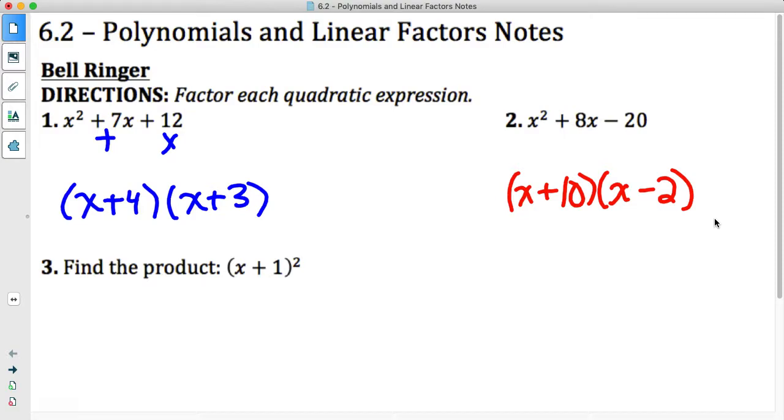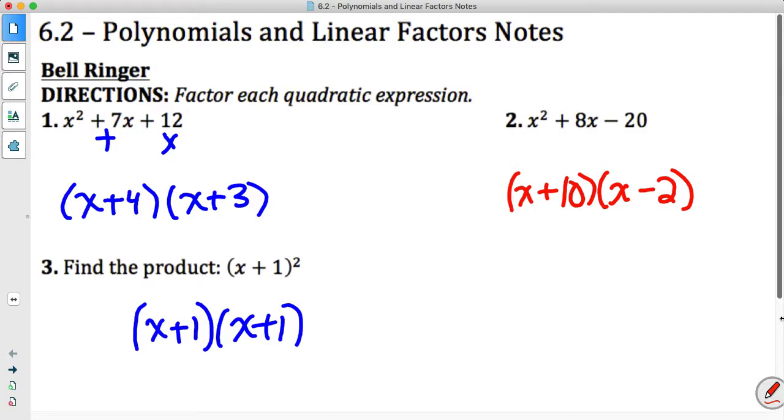All right, last problem we have here on this one is finding the product x plus 1, that quantity being squared. Now what you don't want to do is just square each of these and say x squared plus 1, I'm done. No, finding the product here means I have x plus 1 times x plus 1. So we have to multiply that whole thing out. We don't want to just do x squared plus 1 squared and leave it at that.